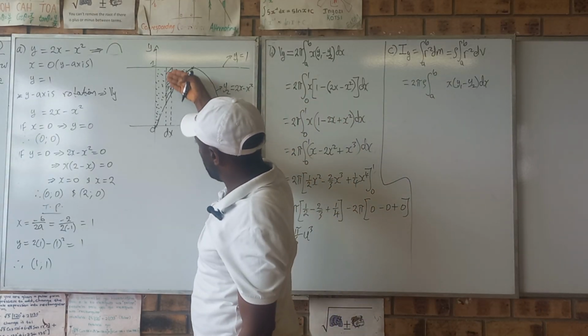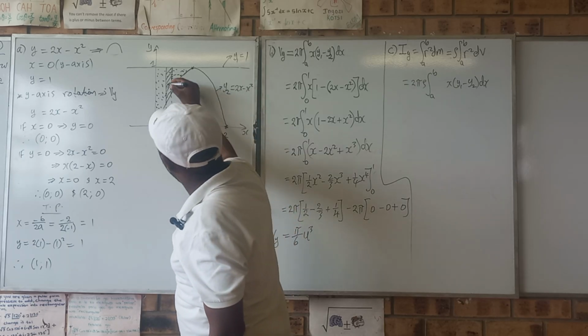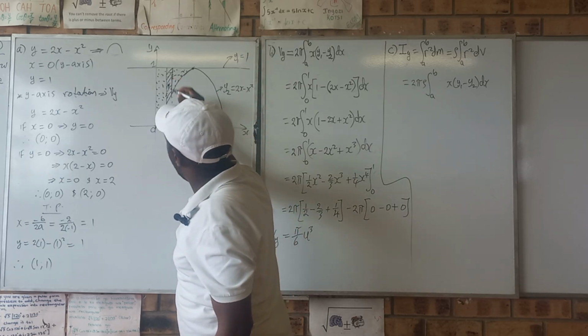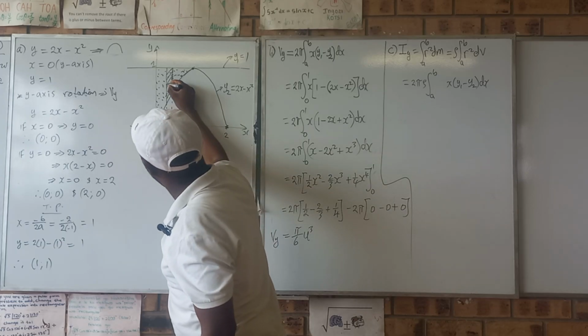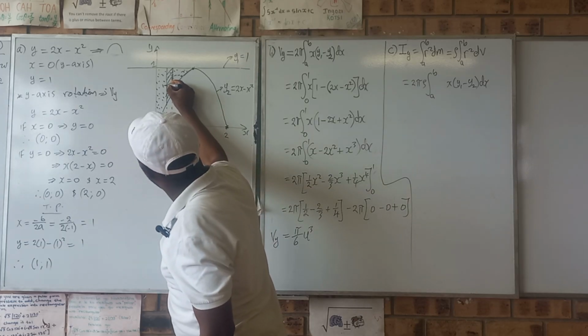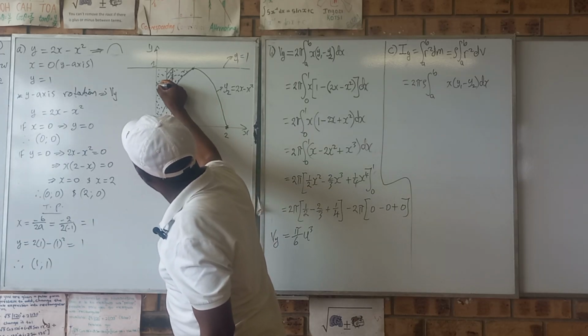My diagram has a vertical strip. I will start from the center of that strip and move in a straight line to the y-axis. So it's important to indicate your movement. So this is my movement.